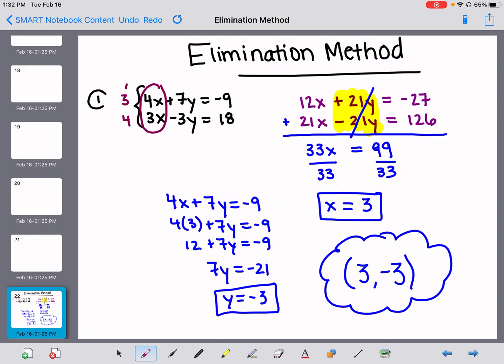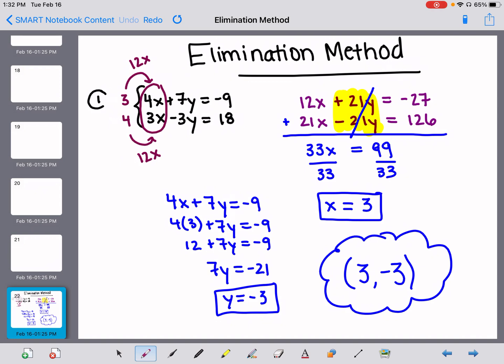Now look what happens. If you multiply just as is, this would be a 12x, and this would also be a 12x. Those do not eliminate. You need one of them to be a positive 12x and one of them to be a negative 12x. So that means one of my outside multiplication numbers, the 3 or the 4, has to be a negative number. Either it has to be -3 or it has to be -4. A common mistake is putting negatives on both of them, but that would just make -12x and -12x. Again, those would not eliminate.